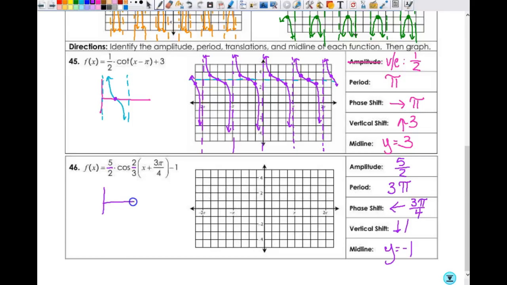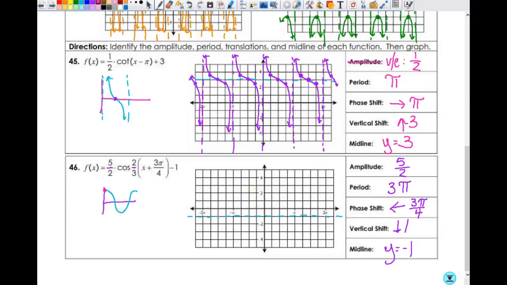My parent function for cosine looks like that. And my midline is at -1, right there. So my midline's like my new x-axis. For cosine, I usually start here at 0, 1. So I'll put my pencil on my new 0, but go to 0, 1. My amplitude, though, is 5/2, which is 2.5. So from my midline, I'm really going up 2.5.